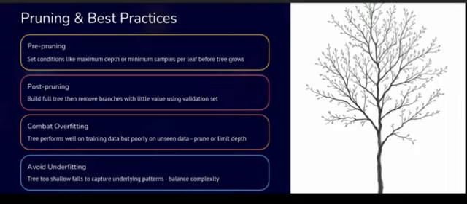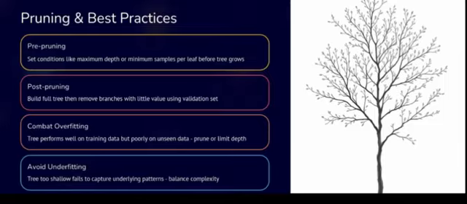The final one is pruning. Pruning means to remove the unnecessary branches after the evaluation, or to reduce the branches. So it comes under four types: pre-pruning, post-pruning, combat overfitting, and avoid underfitting. Overfitting is where we have an excess amount of data which results in wrong prediction, and underfitting is where we do not have the exact data points we need. So these are all the pruning methods and the best practices.